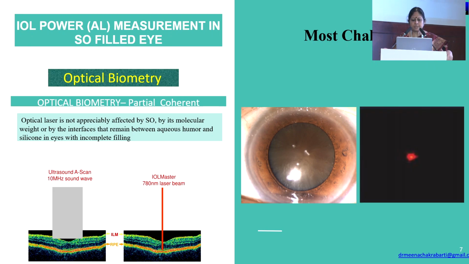The measurement of the axial length in a silicone oil-filled eye is best with an optical biometer, and as emphasized by all the previous speakers, in any situation if optical biometry is available, that would be the best thing to opt for when measuring the axial length, because the optical laser does not interfere with the silicone oil and the multiple interfaces that an emulsified silicone oil could produce in the eye.